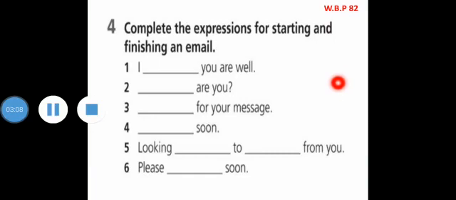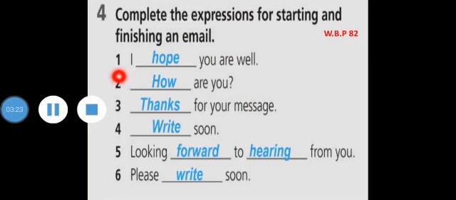Now let's move to question number 4. Complete the expressions for starting and finishing an email. You have 30 seconds to think about it. Yes, let's have a look at your answers. Number 1, I hope you are well. Number 2, how are you? Number 3, thanks for your message. Number 4, write soon. Number 5, looking forward to hearing from you. And number 6, please write soon. Good answers, my shining stars.